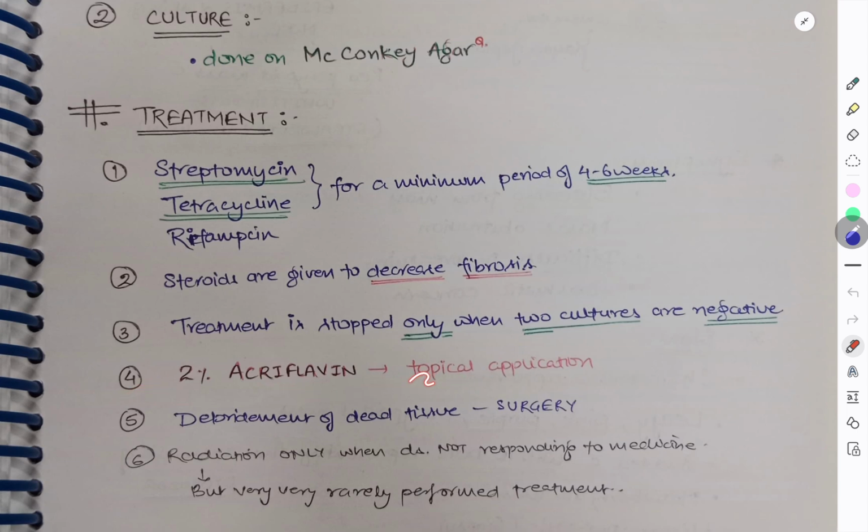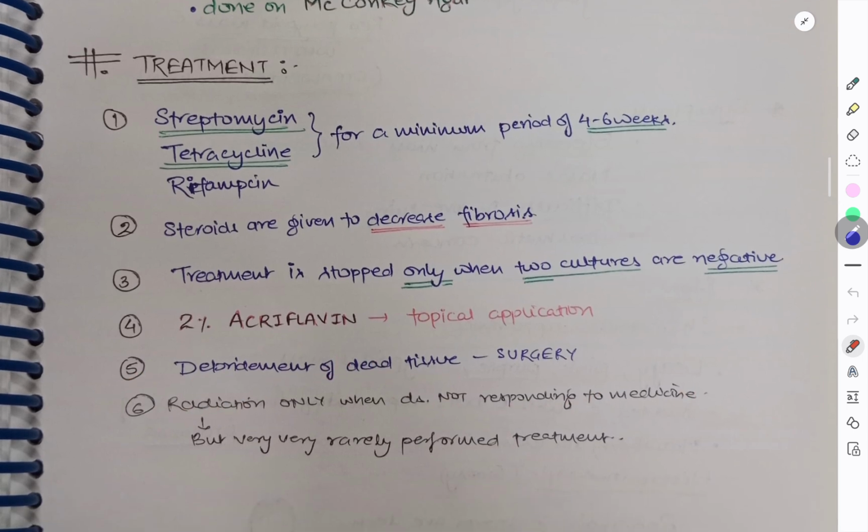2% acriflavine is used as topical application. Then debridement of dead tissue is important. Radiation is used only when the disease is not responding to medicine, but it is very rarely performed.